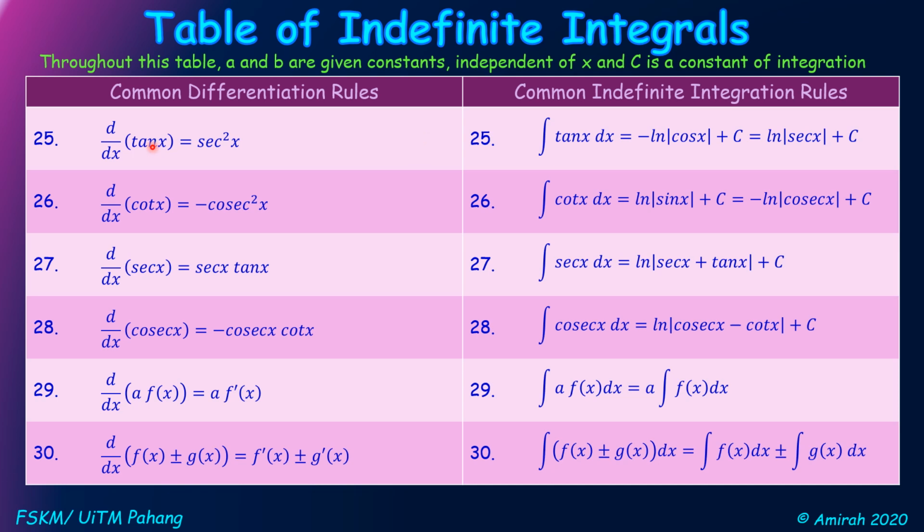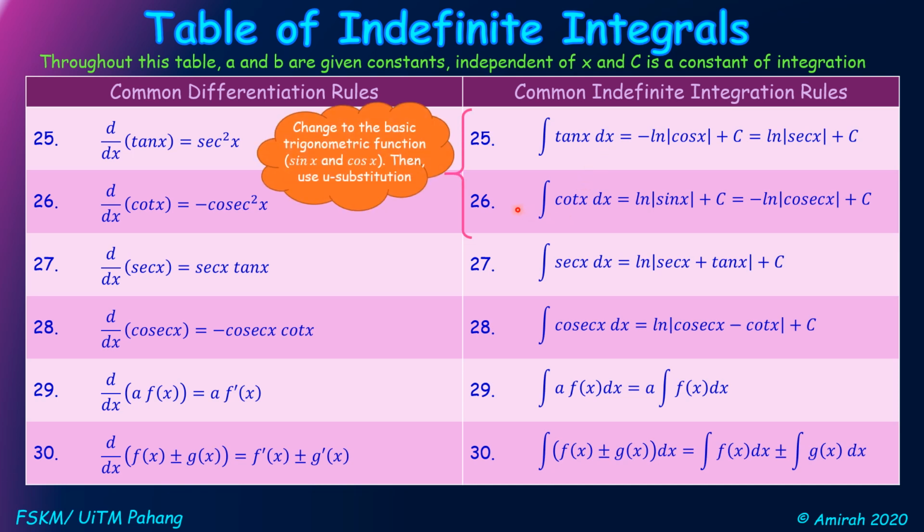If we differentiate tangent x, we will have sec squared x. But for integration, when we integrate tangent x, there is no direct formula to integrate. We need to change to basic trigonometric functions, sine and cos. Then we can use u substitution. We will discuss later. And the answer is negative ln cos x when we integrate tangent x, or we can write ln sec x plus c.